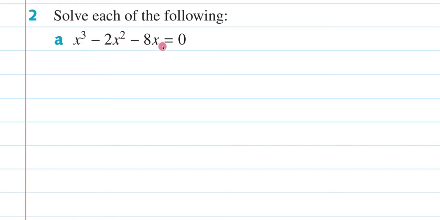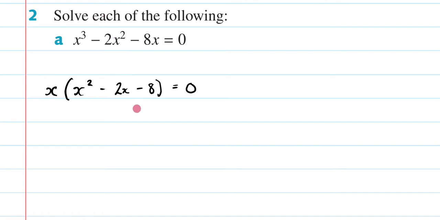Looking at this, you can immediately identify the fact that we have a common factor of x. So in other words, we have an x in each of our terms here. So the first thing that I'm going to do is take that out to the front. So I'm going to say we have x(x squared minus 2x, and then finally minus 8). Having done that, I'm now going to factorize this quadratic.